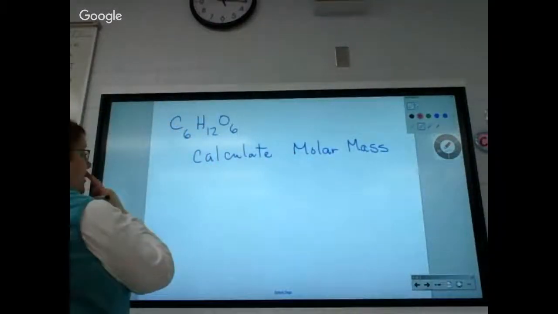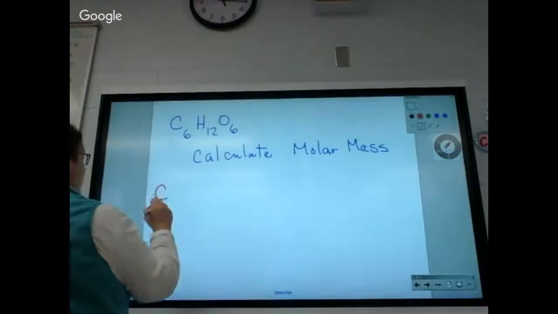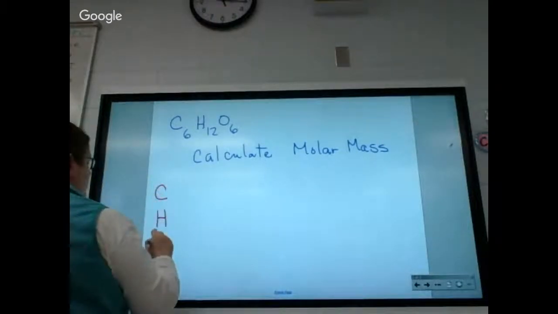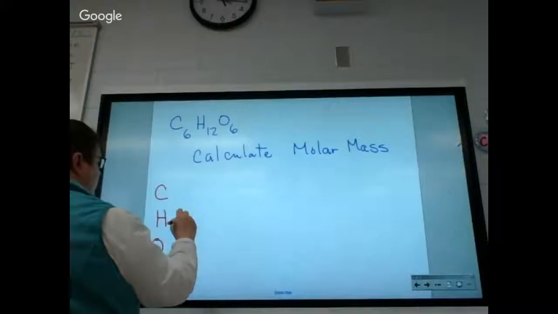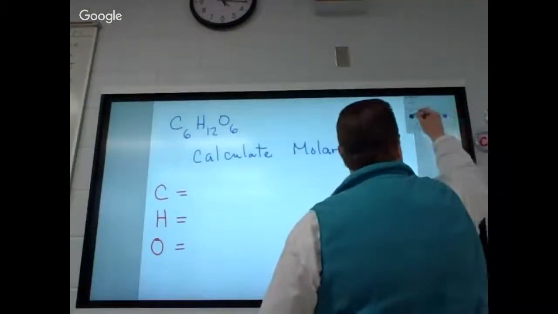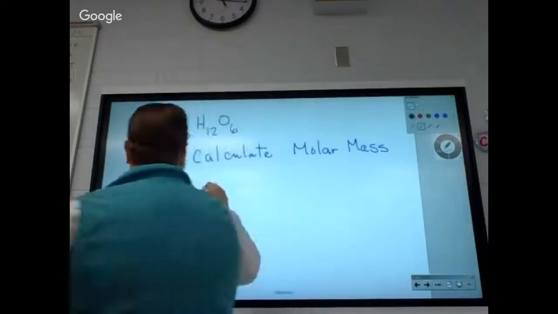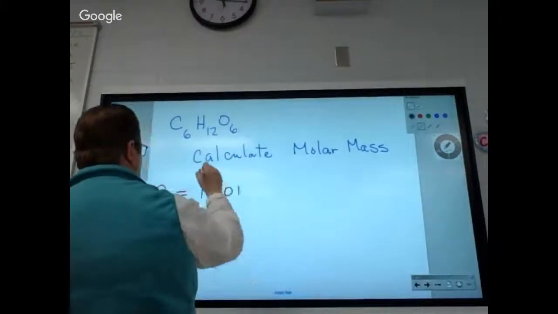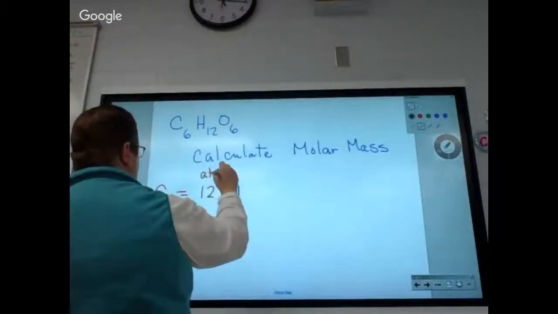So we have what, 3 elements? Carbon, hydrogen. All right, so you said we need their masses. So what's the mass of each? 12.01, so I'm just going to label atomic mass above it.